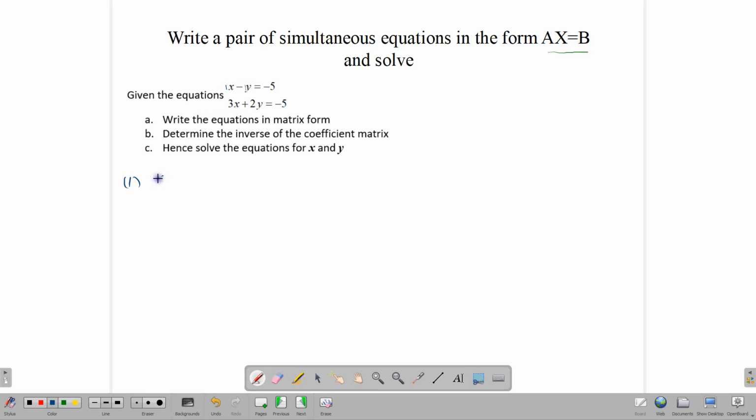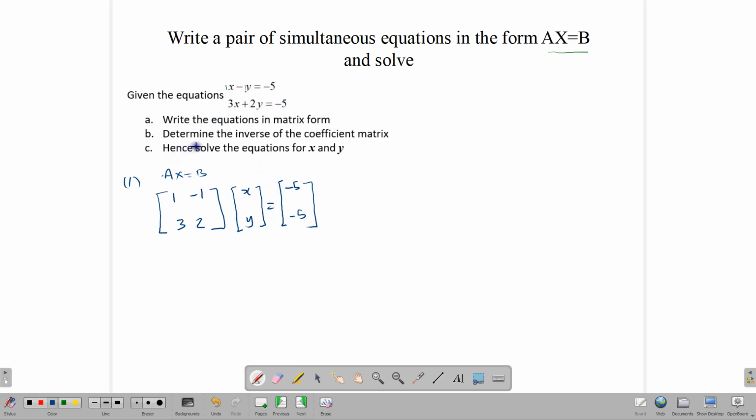To get our matrix form ax equal b, we put the coefficients in one matrix. So that's 1, negative 1, 3, 2. That's our A. Now for our x, this matrix is going to contain the letters that are in the equation, x and y, in that order. And the B matrix is going to contain what they are equal to. In both cases, it's the same number here. And so once we do this, we get the ax equal b. This is it. We have written the equations in the form ax equal b.